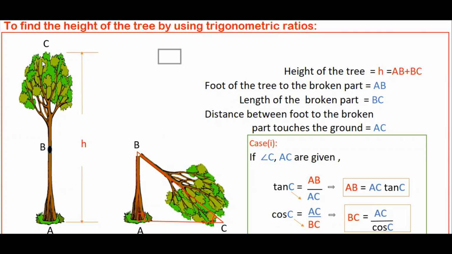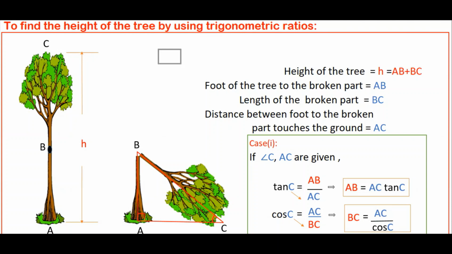So that is AB plus BC, and at this point B, the tree has broken. So it touches the ground at this point C. So here the height of the tree is AB plus BC, that is H is equal to AB plus BC, and foot of the tree to the broken part.